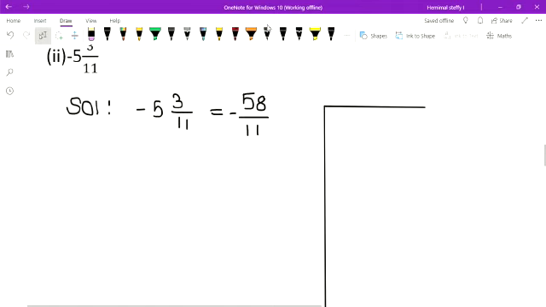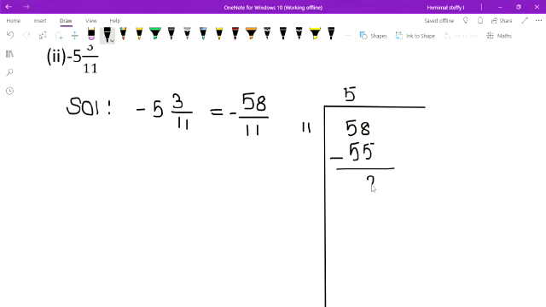Okay, so first take the 58 and put the 11 outside. How many times does 11 go into 58? 5 times. So put the 5 here. Then write the 5 elevens are 55. Then change the sign and subtract. We get the answer 3.